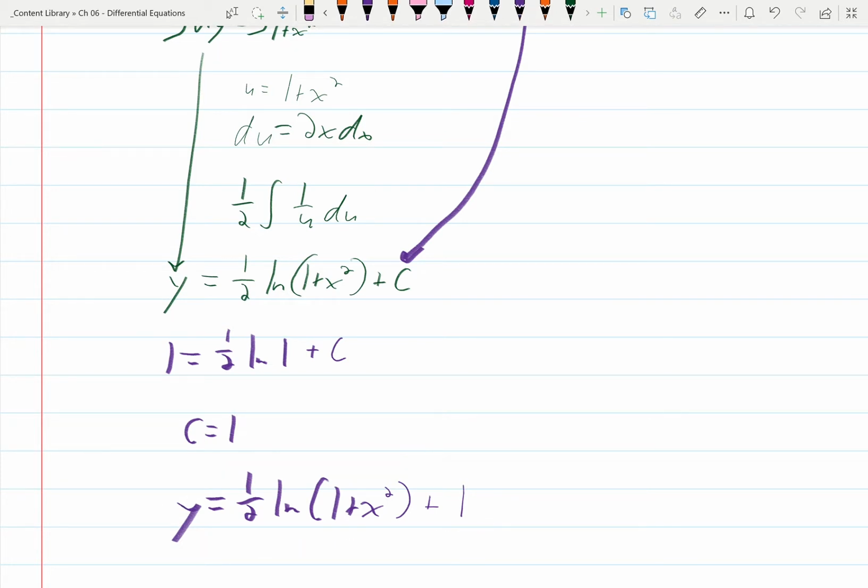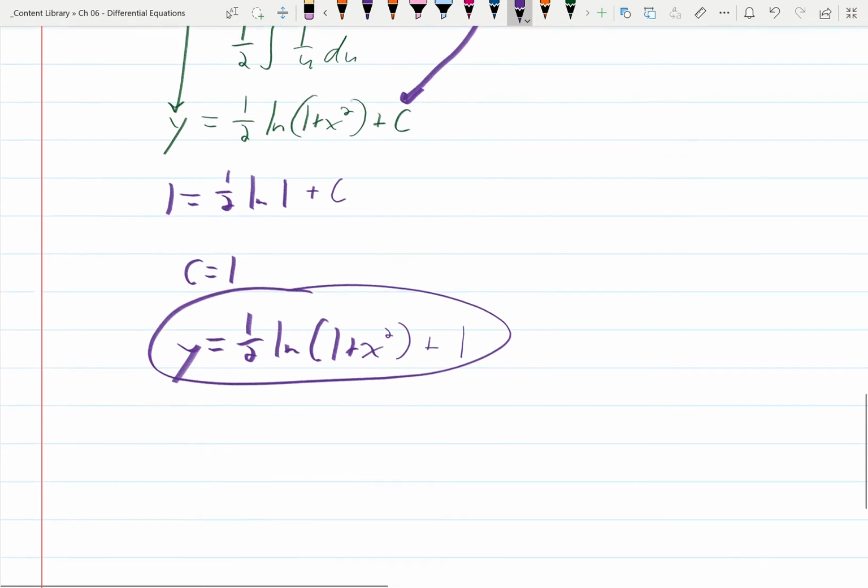Let's get a better circle. That's my solution. Let's move on to the next one.